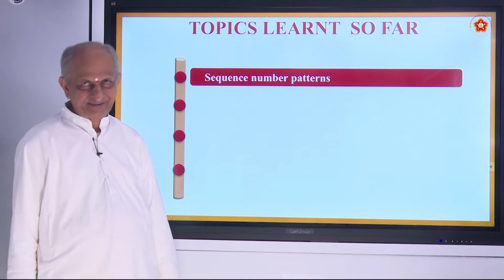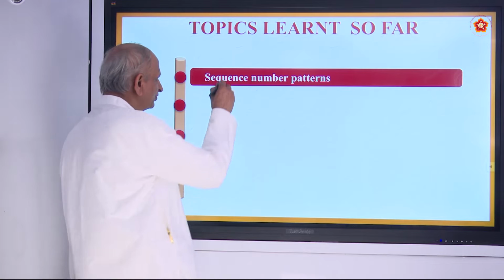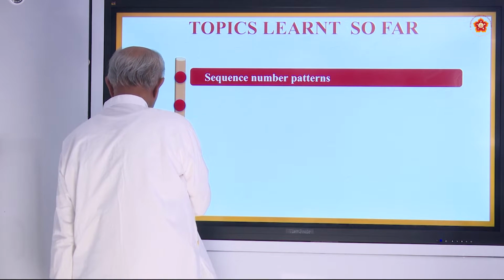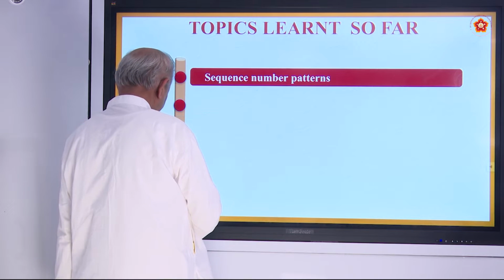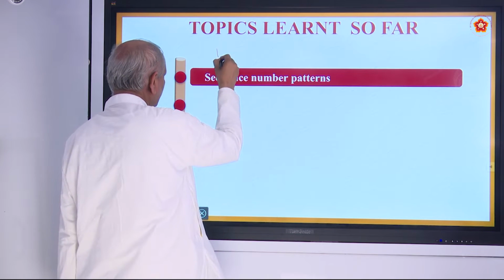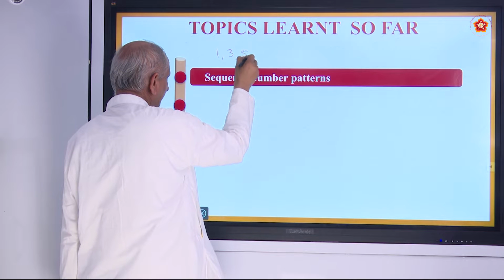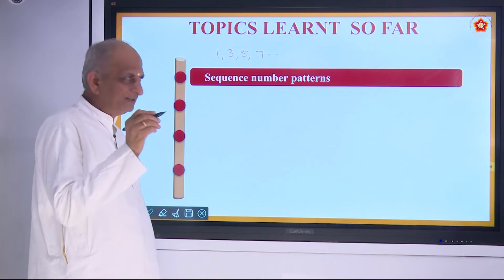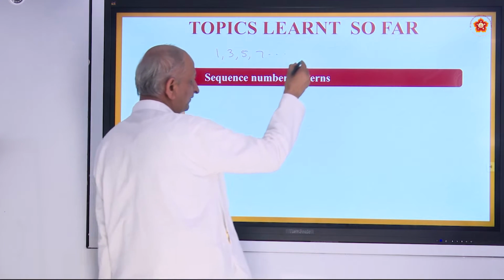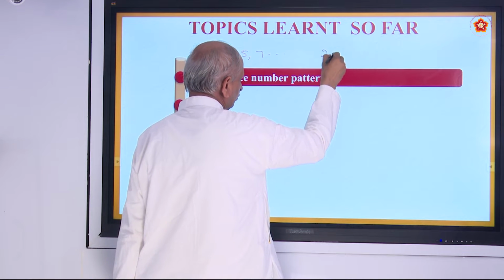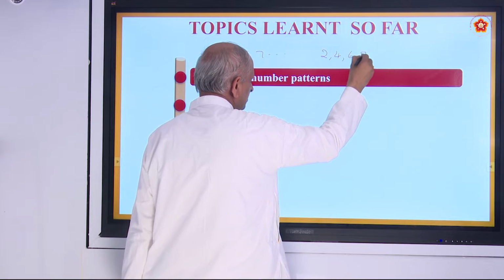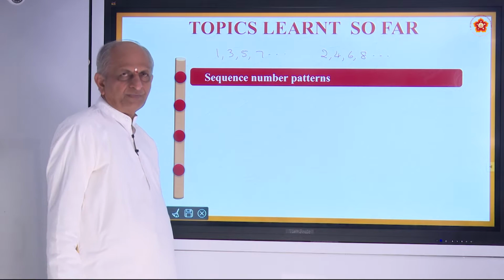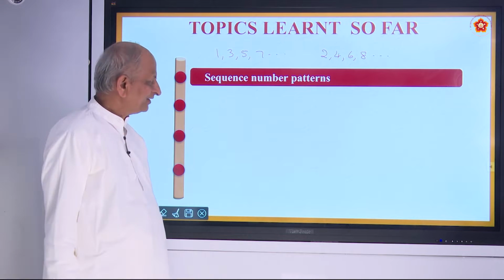Sequence, number patterns. Sequence means you can have numbers like odd numbers 1, 3, 5, 7 etc. They are called a sequence where the difference is the same, the common difference, or you can have 2, 4, 6, 8 etc., the set of even numbers and odd numbers. This you have already seen, is it not?